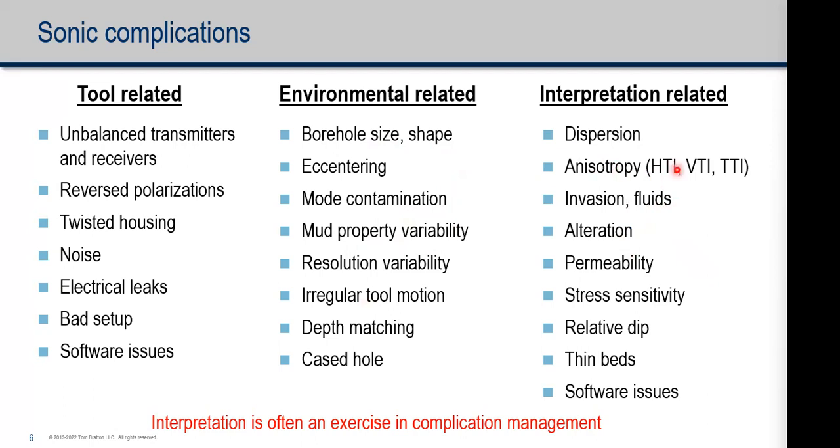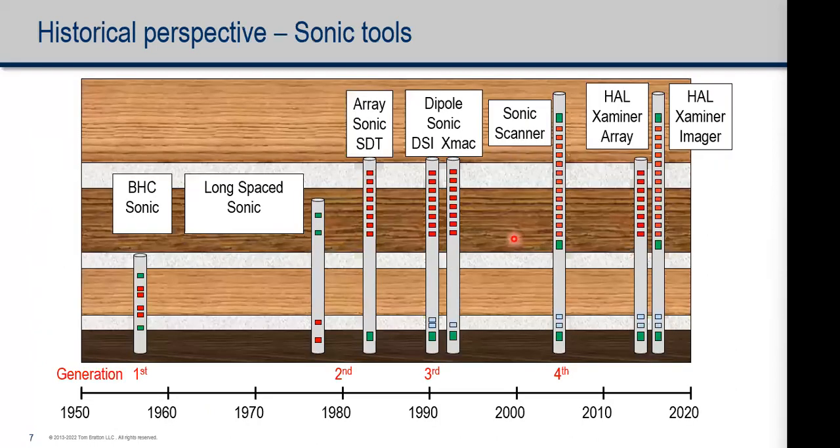You need to think about anisotropy, invasion, fluids. Much of the rock around the borehole could be altered. There's a permeability effect on the Stoneley wave. So really, to bring the processed data into geomechanics, it would be really good to understand from the person who processed the data what were the complications and how big were they?